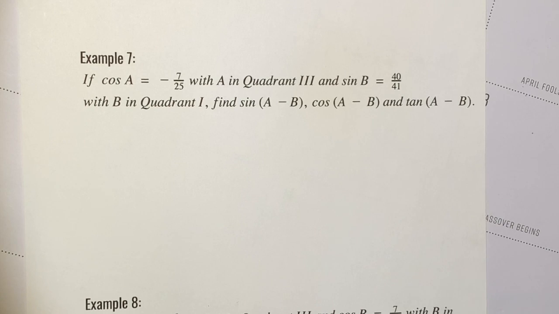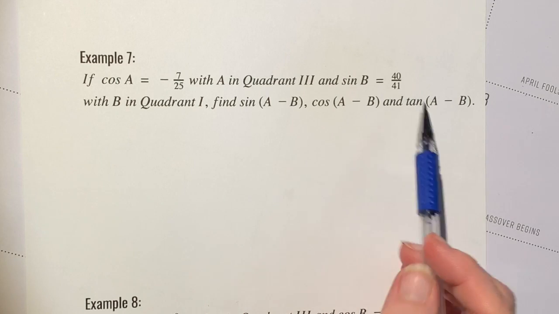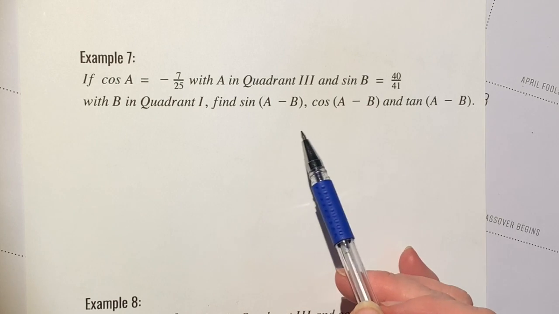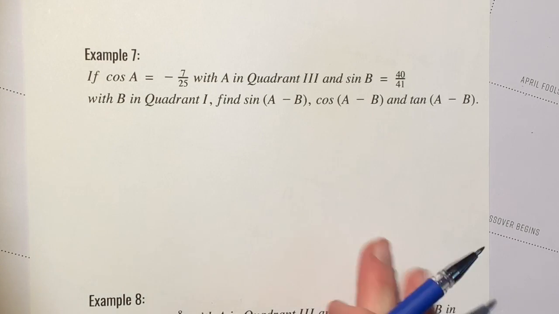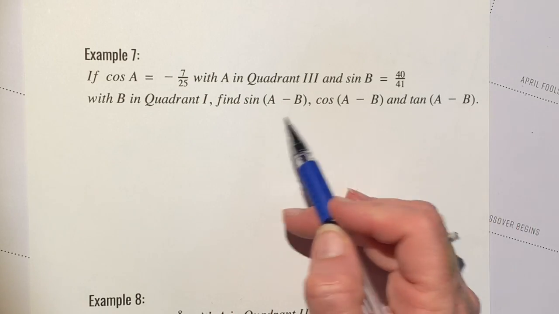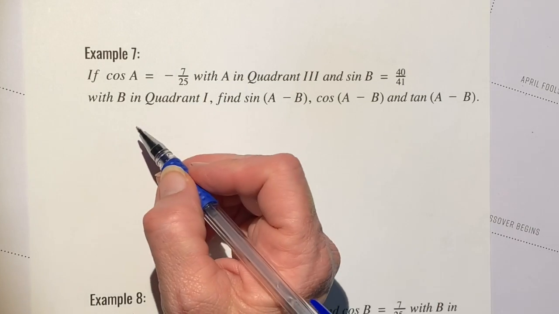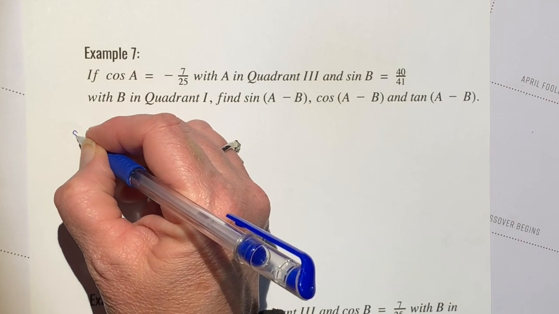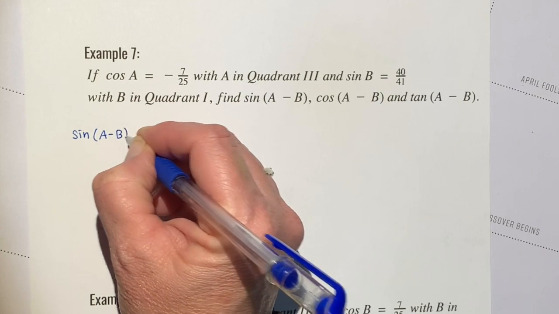Okay, so let's look at example 7. We are asked to find the sine, cosine, and the tangent of a minus b. This was going to be a little bit of work, kind of time consuming, because you have to do that expansion of the difference formula for sine, cosine, and tangent. So, all right, let's start with the sine of a minus b.